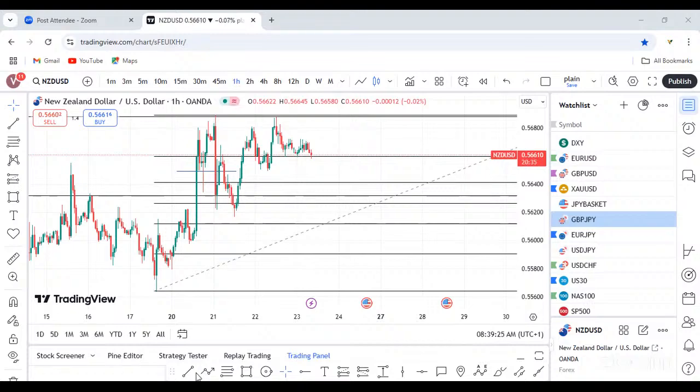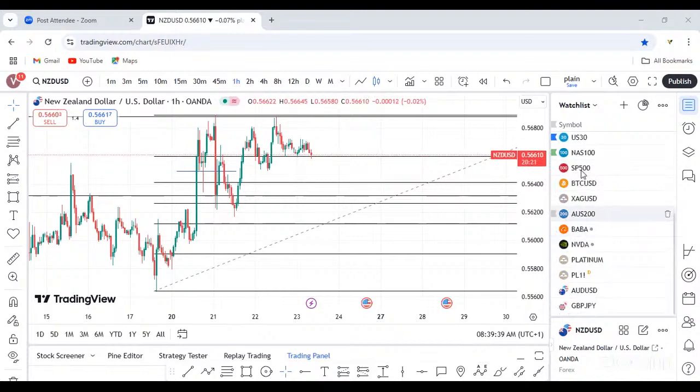We'll be looking at the markets quickly. We'll be looking at indices, asset class. And by indices, I mean US 30, NAS 100, S&P 500. All right, let's move quickly into the market and see what we are having for today.